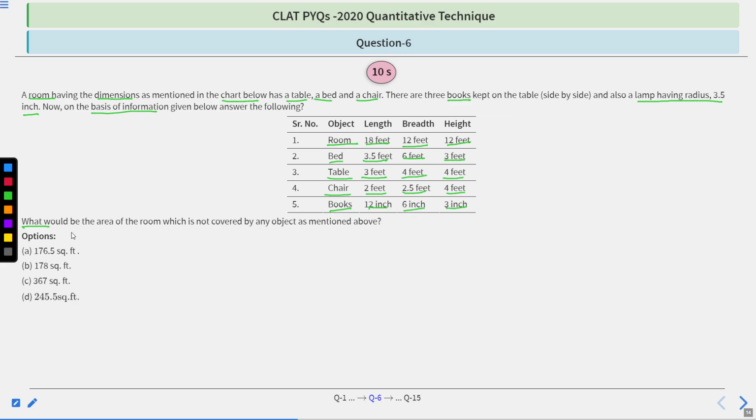Now the main question, what would be the area of the room which is not covered by any object as mentioned above? Options: 176.5 square feet, 178 square feet, 167 square feet, 245.5 square feet. You will have 10 seconds to try this question. After 10 seconds, we'll move towards its correct option and explanation. So your time starts now.